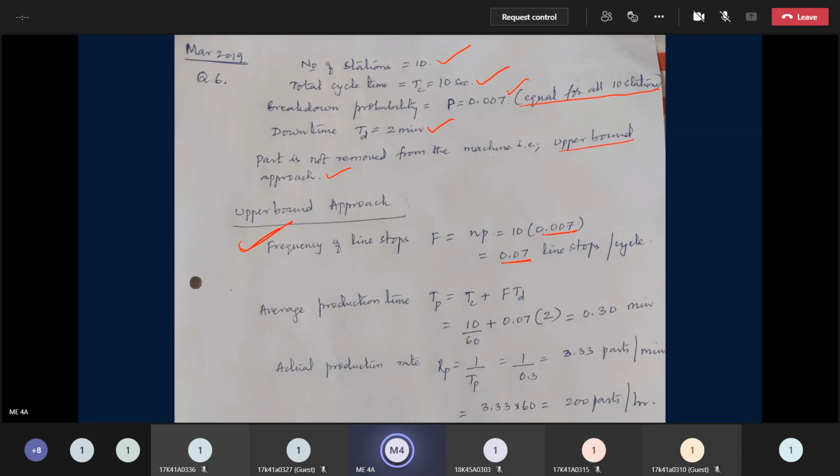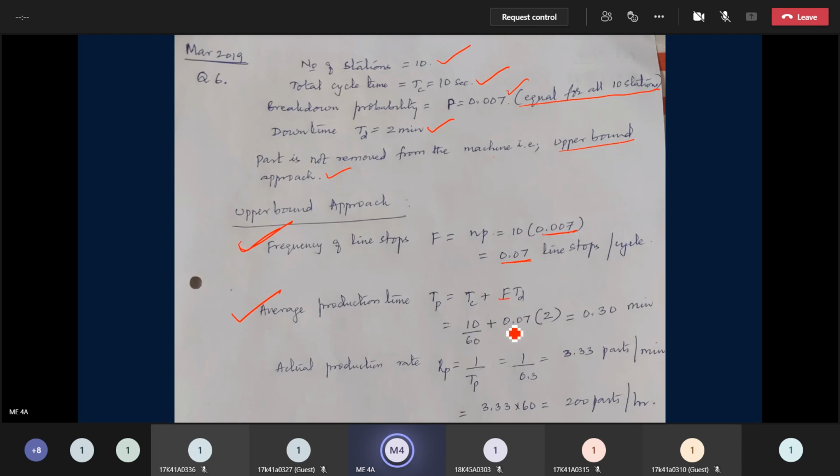Next, do you remember this formula, average production time? TP is equal to TC plus FTD. In the very beginning itself, we discussed TC, cycle time, plus failure rate into downtime. That gives you the actual production time. So TP is equal to TC. TC is how much? He has given 10 seconds. 10 seconds by 60, that means that is in minutes now.